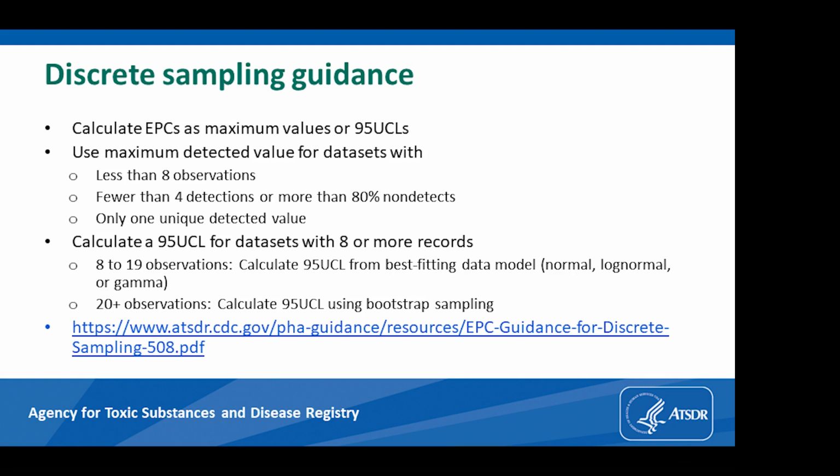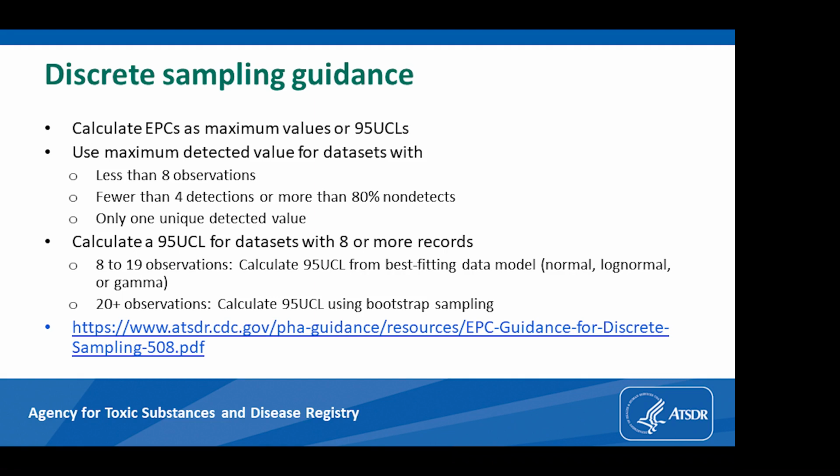The algorithm returns the dataset's maximum detected value anytime the dataset has fewer than 8 records, fewer than 4 detections, more than 80% non-detects or only one unique detected value. If the data set has 8 or more records and doesn't meet any of the criteria for calculating a maximum, the algorithm tries to calculate a 95 UCL.